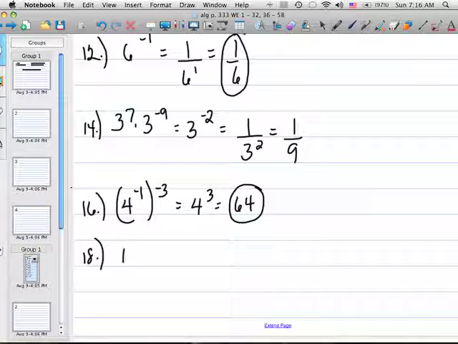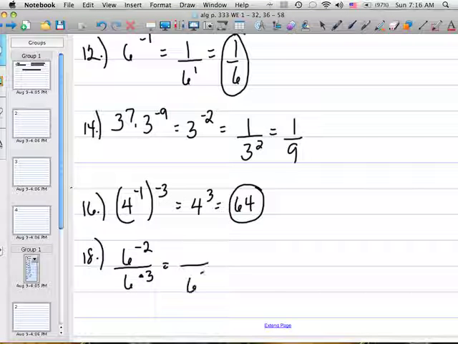18, I have 6 to the negative 2 power over 6 to the negative 3 power. I'm going to show you a little trick. Since negative powers you actually flip, like 3 to the negative 2 you flip it, I can do that here. So 6 to the negative 2 is going to go down on the bottom, 6 to the 2nd, and 6 to the negative 3 is going to come up to the top.